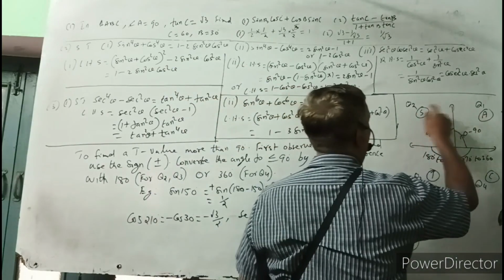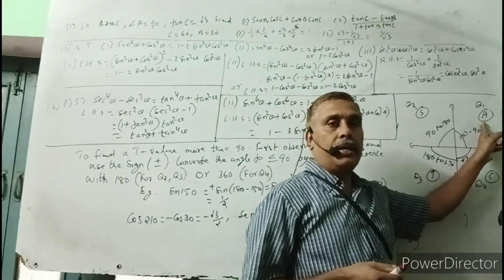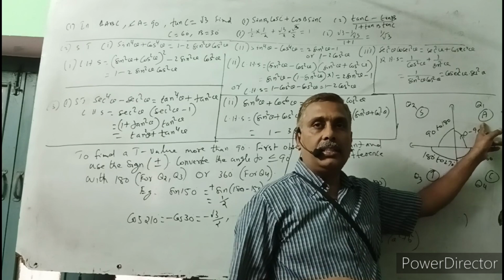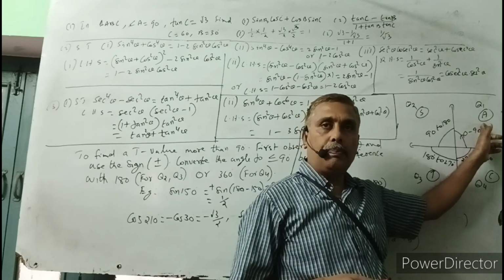And I wrote here ASTC also. What does this mean? ASTC: all trigonometric values are positive. We studied 0 to 90 degrees, and all the answers you got were positive.